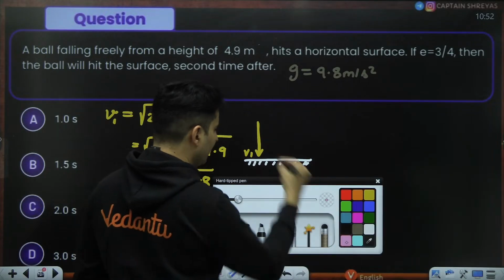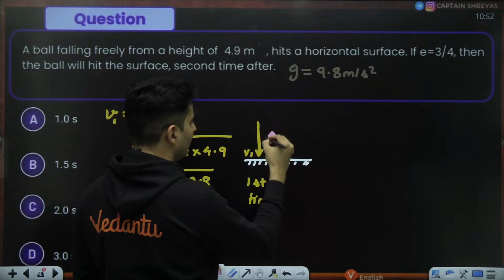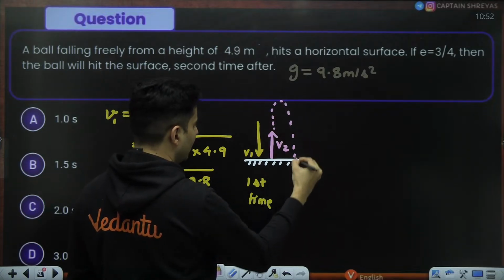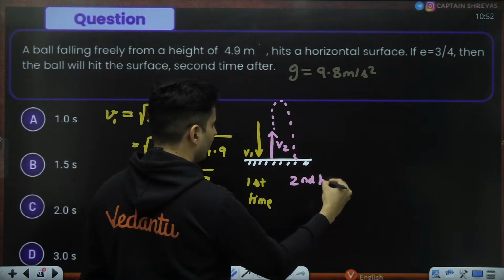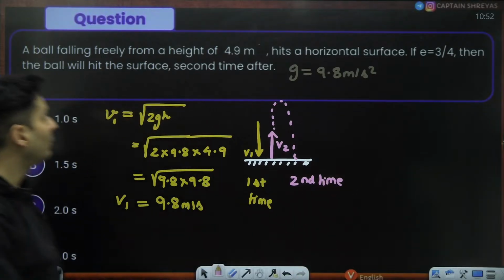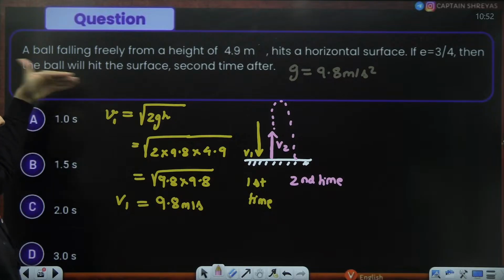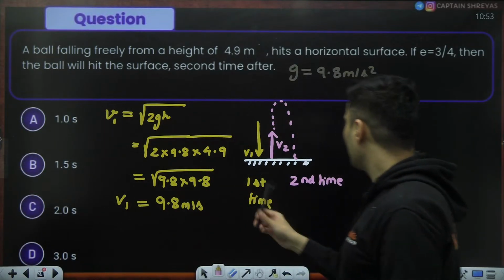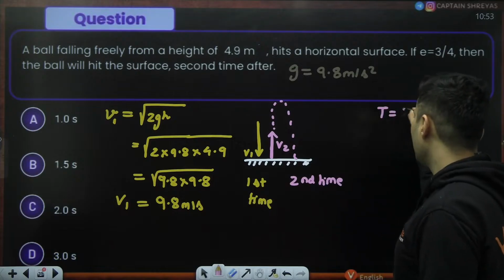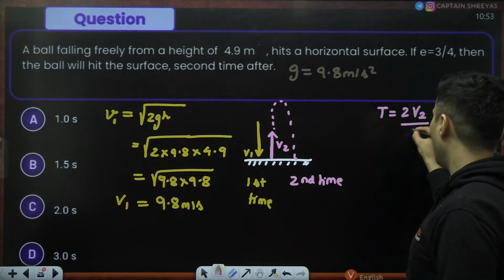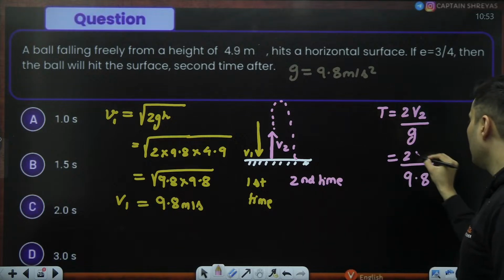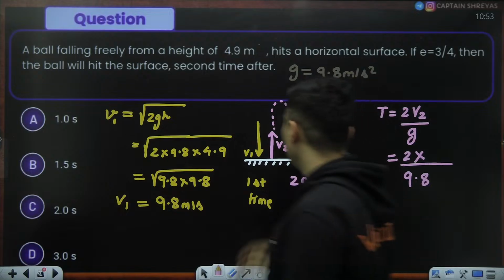Now what will happen? It will rebound but with a lesser velocity. Let's say I call it as v2. It will go up and again hit the second time over here. The question is, after how much time will the ball hit the surface the second time? So that time is nothing but 2 times v2 by g. So 2 into v2 by g. G is 9.8. Velocity I do not know. How do I find this velocity?